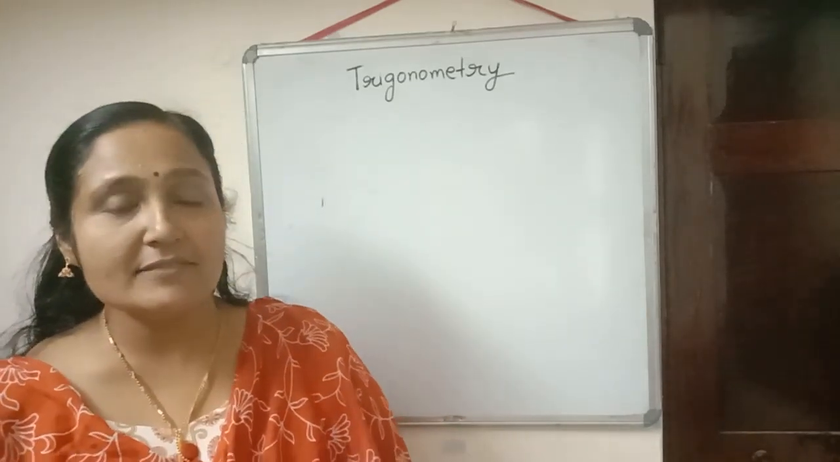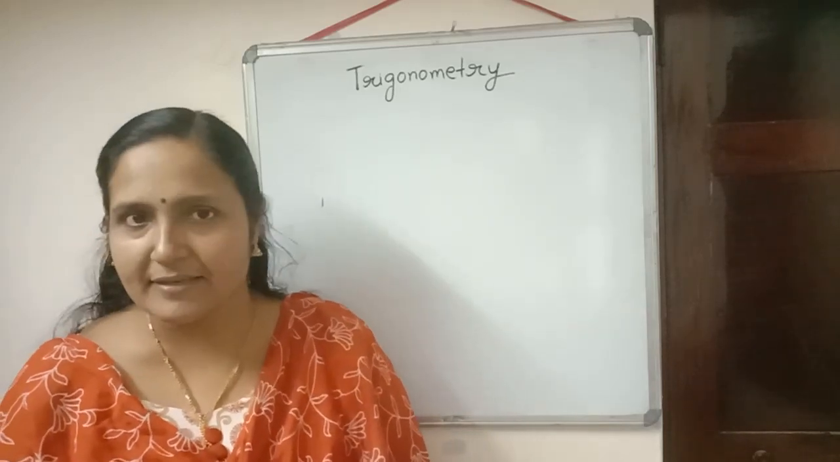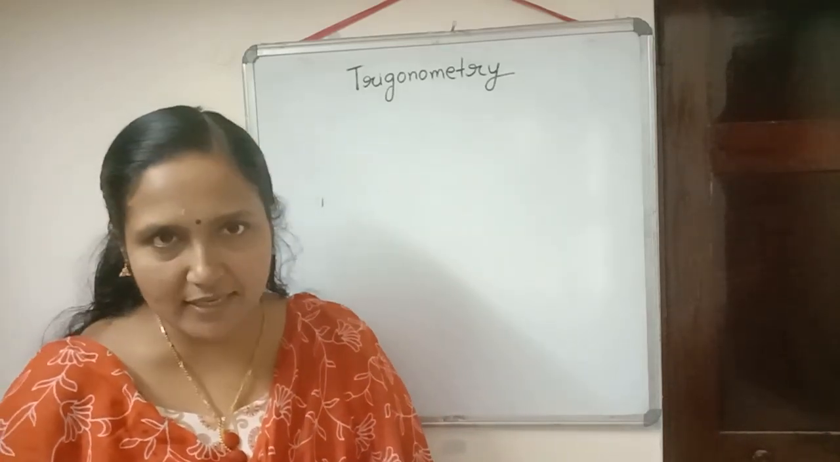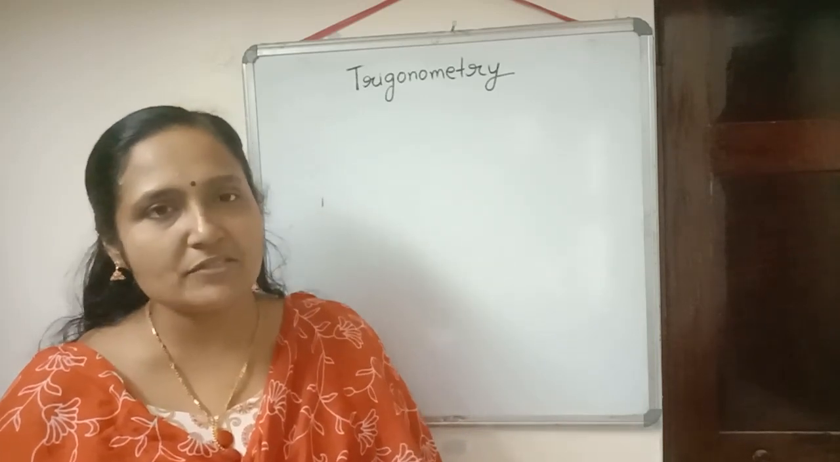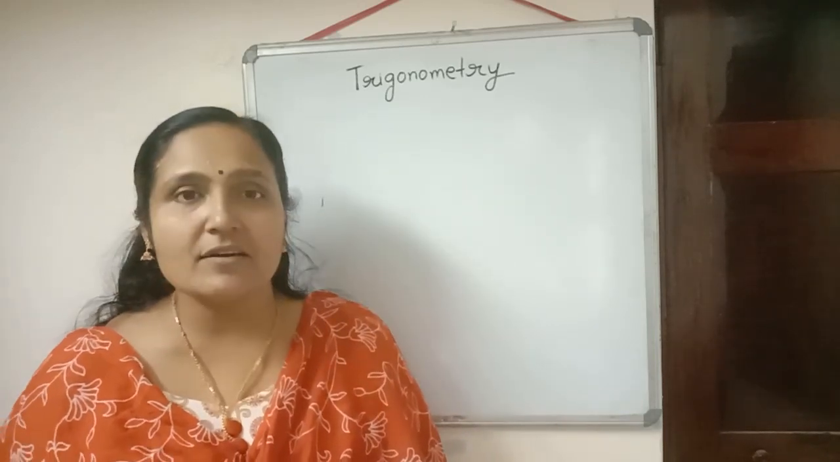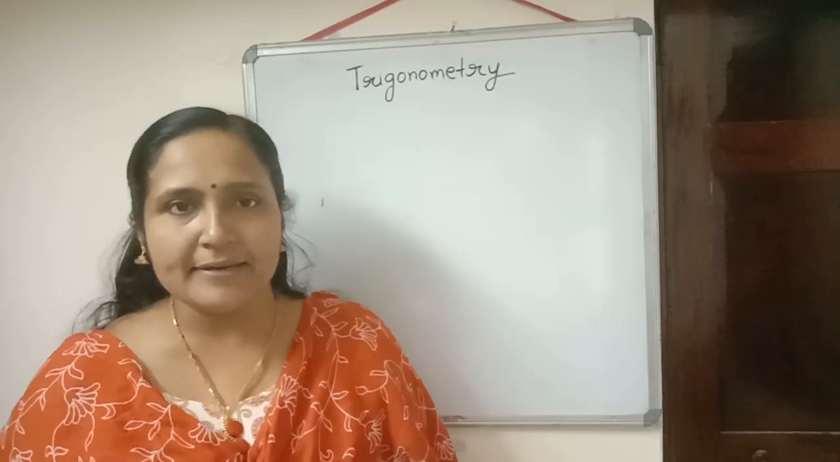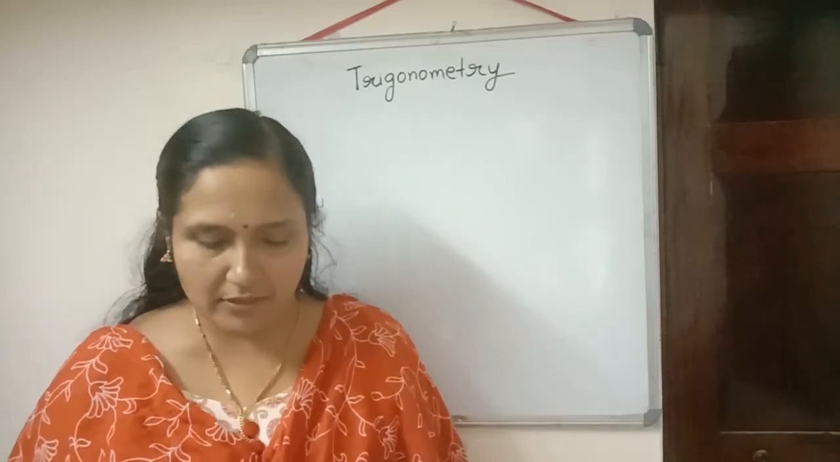In the previous class we discussed trigonometric identities. Three identities we studied and we did some questions also based on the identities. So in this class also we'll continue the identities. Okay, so all of you write down the question.